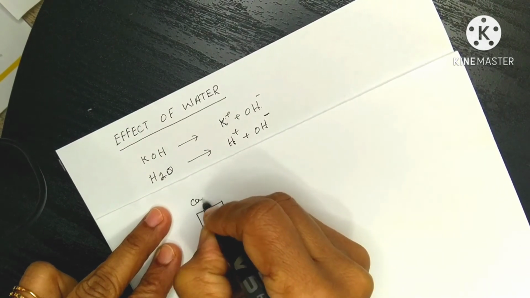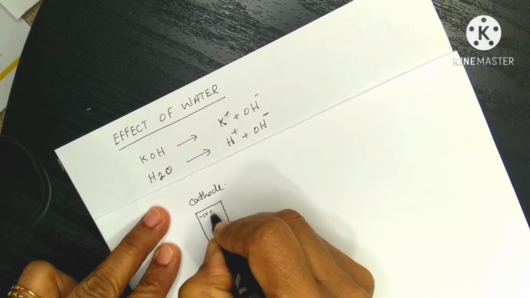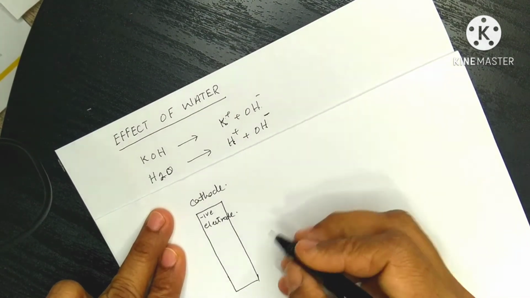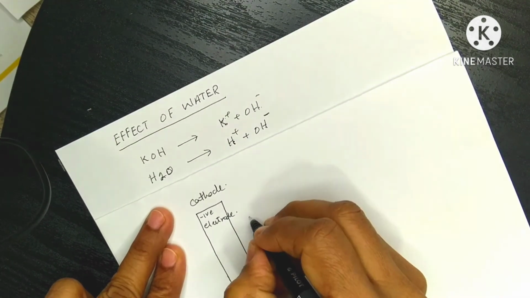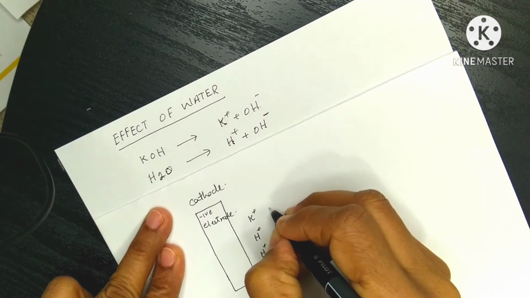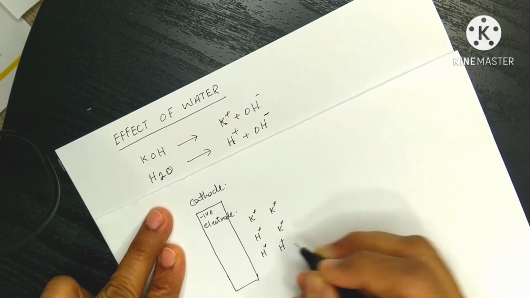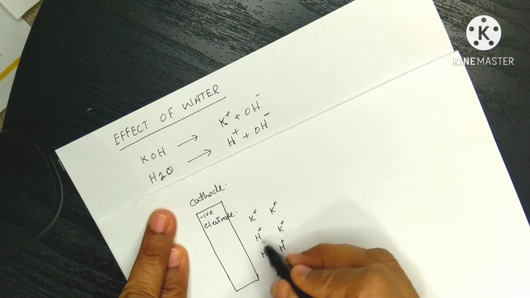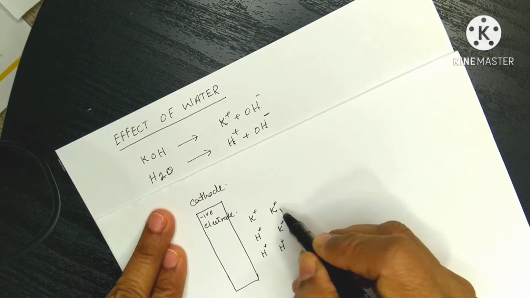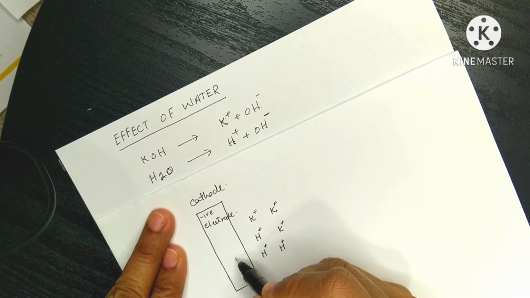At the cathode, cathode is also called negative electrode, because it is connected with the negative terminal of the battery, and all the positive ions, that are hydrogen ion and potassium ions, they will move towards the cathode. So now according to the reactivity series, potassium ions, they will remain in the solution because they are more reactive, and hydrogen is less reactive, so it will release at the cathode.